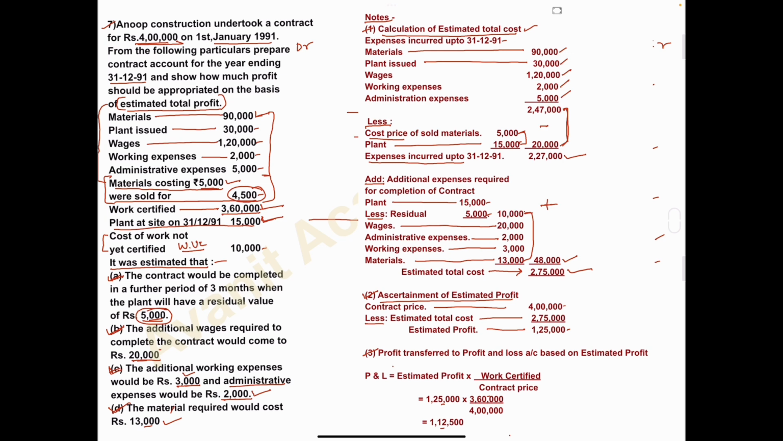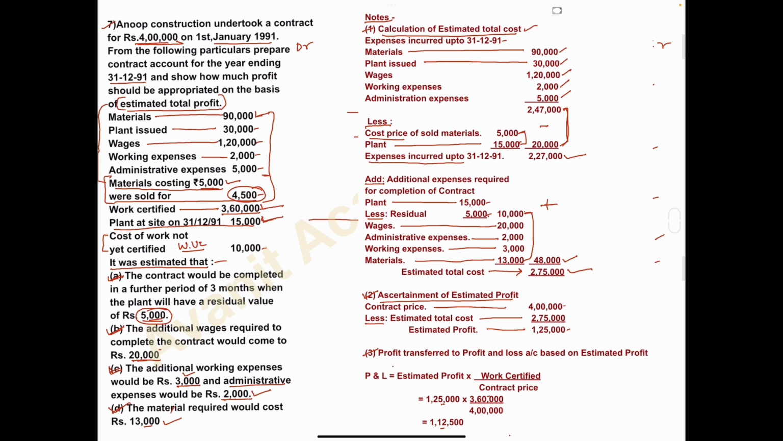Got this calculation? First, we have to calculate the estimated total cost. And after getting the total estimated cost, we have to get estimated profit. And after that, we have to calculate the amount of profit to be transferred to profit and loss account on the basis of estimated profit. I hope you got these calculation.